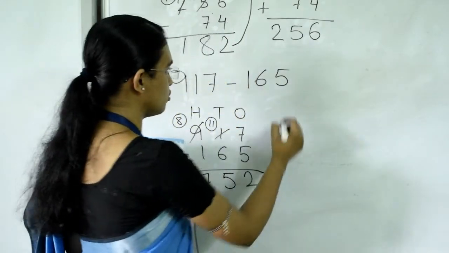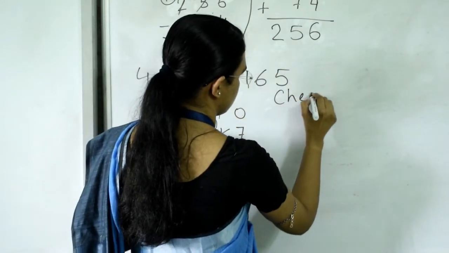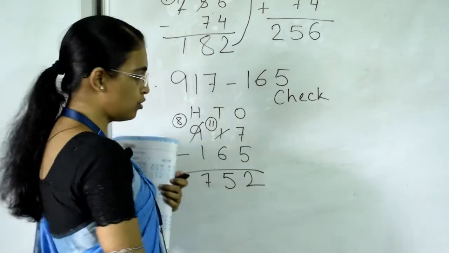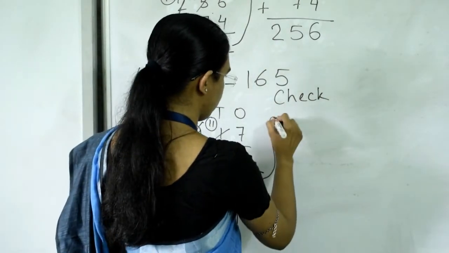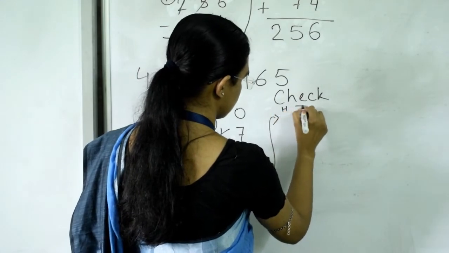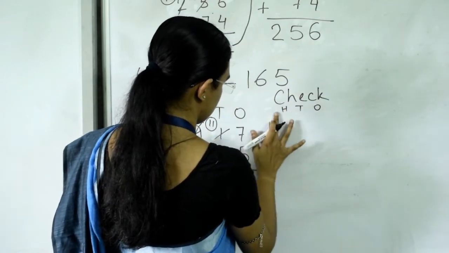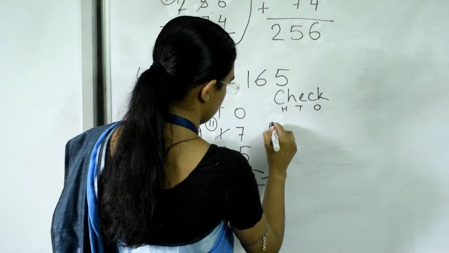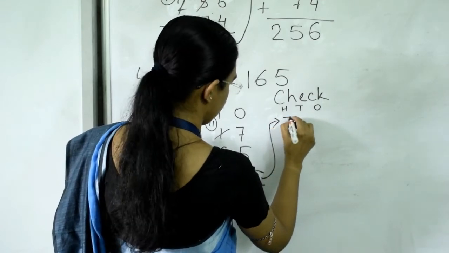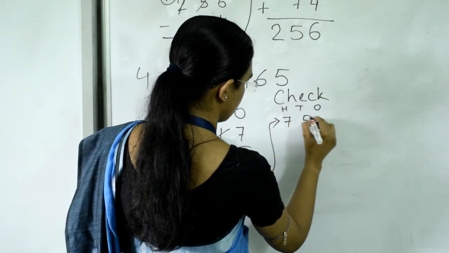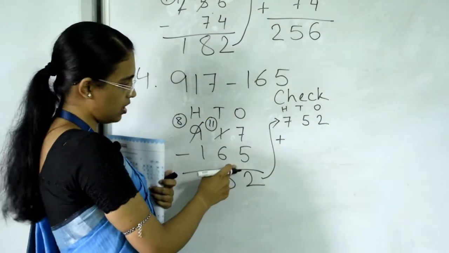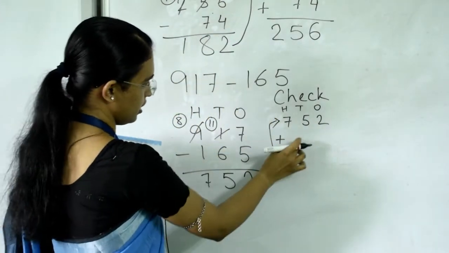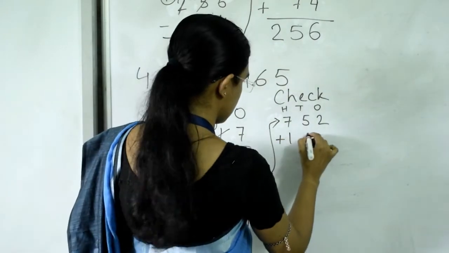Now we have to check this. For checking, first write this answer, 752, here at the top. Plus, now you have to write this second number here, 165.